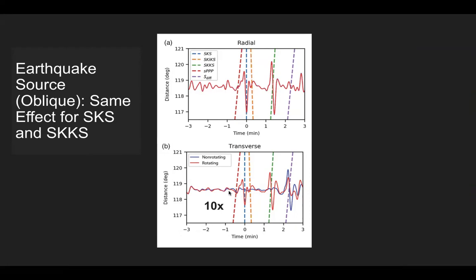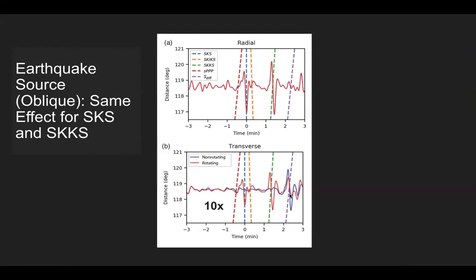The rotating Earth is plotted in red and the non-rotating Earth is plotted in blue. You can actually see a significant difference between those two cases. You can also see this for SKKS, the green phase here. SKKS is similar to SKS; it just has another bounce point in the outer core.